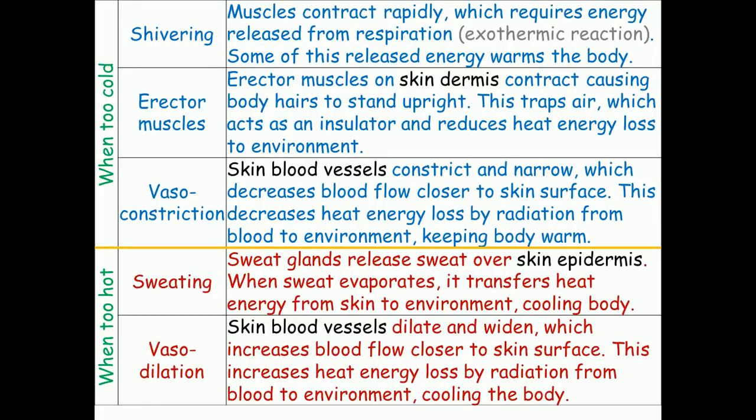And then there are other examples here. So in the skin dermis, you've also got erector muscles, and that's got to do with them contracting so that it could trap air as an insulator. You've also got skin being involved because there are blood vessels in the skin that affect how much blood flows close to the skin or away from the skin, and that's in vasoconstriction and dilation. And then you've got skin epidermis, where sweat is released over it, and that's got to do with the sweat evaporating. So you can see the role of skin is quite important in thermoregulation.